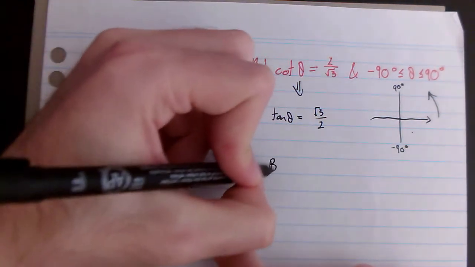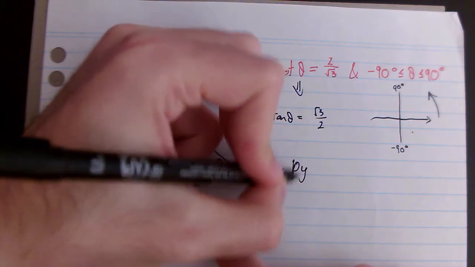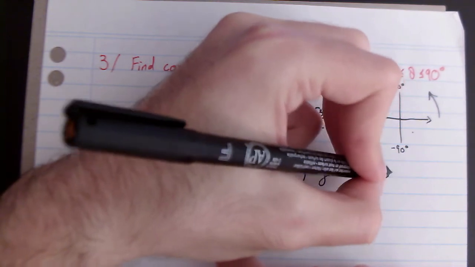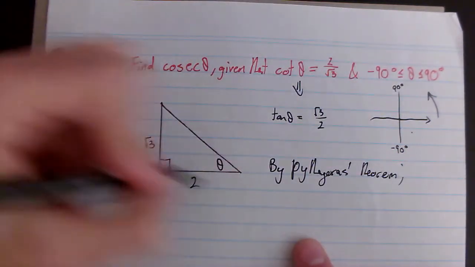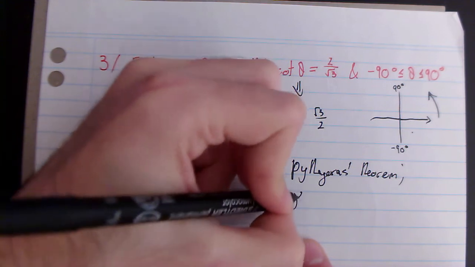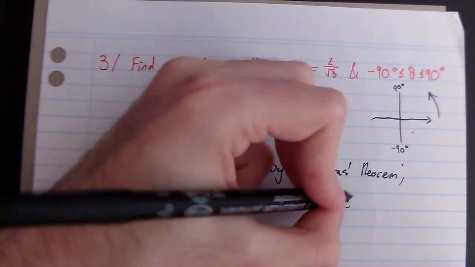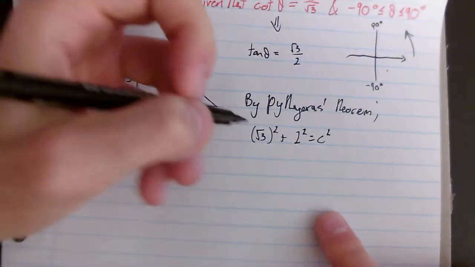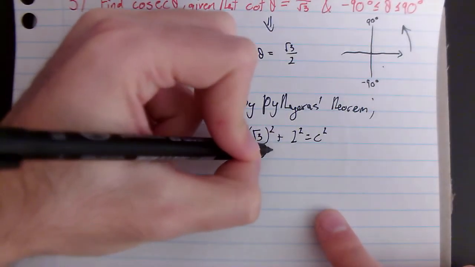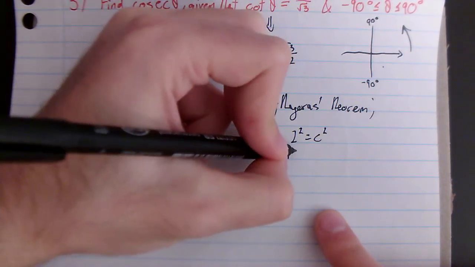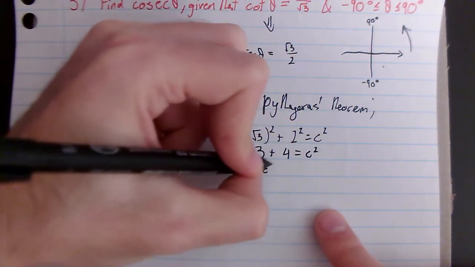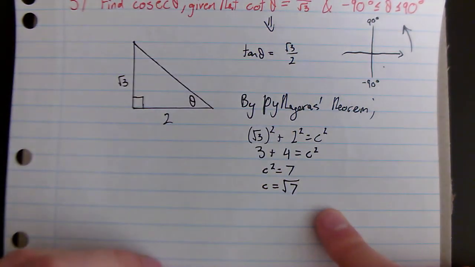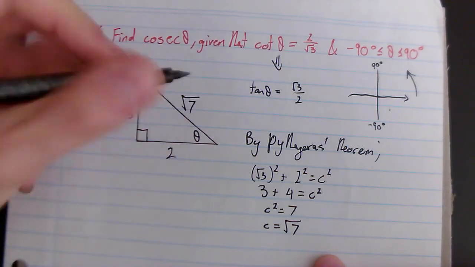By Pythagoras' theorem, we know that root 3 squared plus 2 squared is equal to c squared, where c is going to be the hypotenuse of the triangle. Root 3 squared is 3, plus 4 equals c squared, so c squared equals 7, and we have c equals root 7. So this over here is root 7.